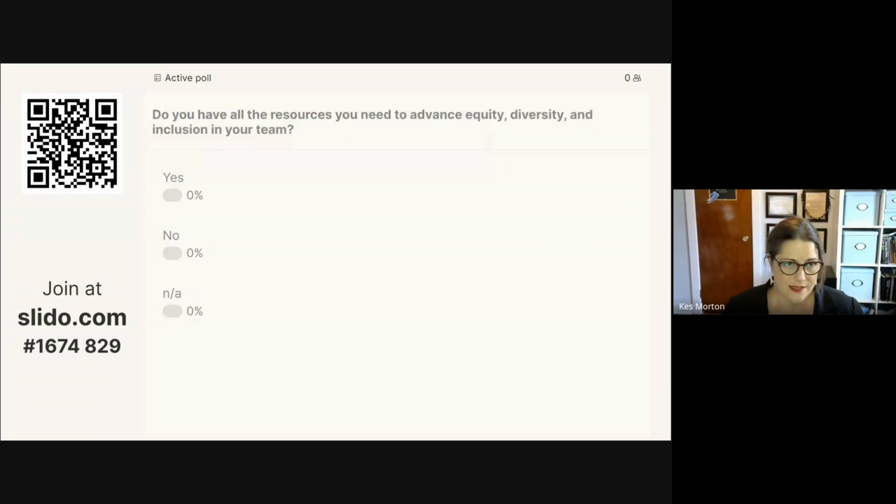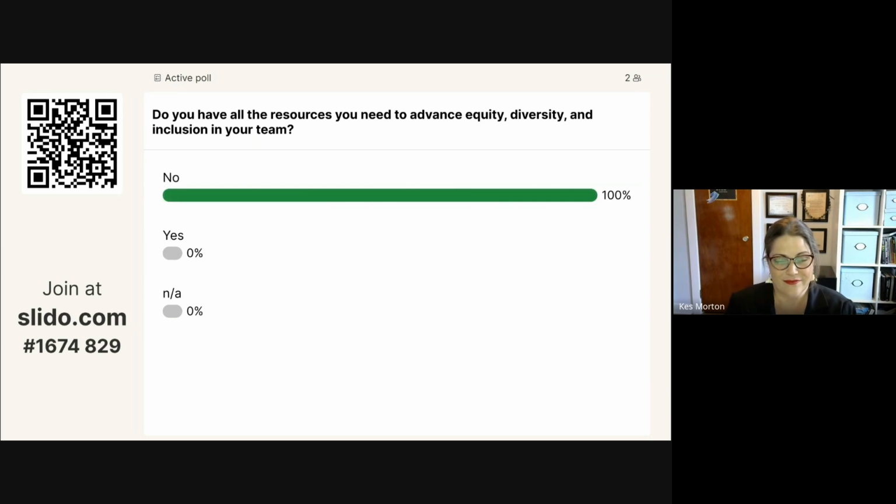And last but not least, do you have all the resources you need in order to advance equity, diversity, and inclusion in your team? A little more variation on this one. Good, I love it. Okay. Well, for those of you that have all the resources you need, I hope that you'll share some of them with us when we get more to the conversation part of this.